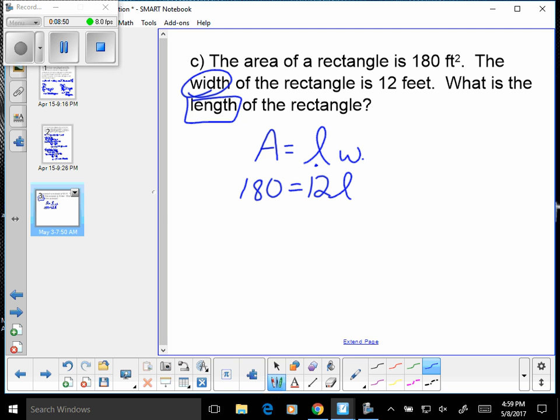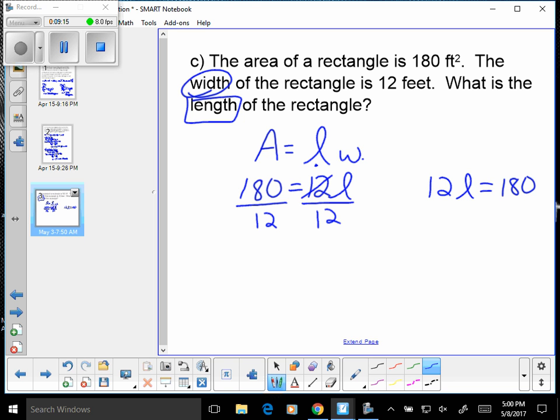Now, sometimes when we see an equation like this, it kind of bothers us. It's the same type of equation as 12L equals 180. But at this stage, having gone through equations as often as you have this year, you really should be able to solve that, even though the variable is over on the right. We need to undo the 12.